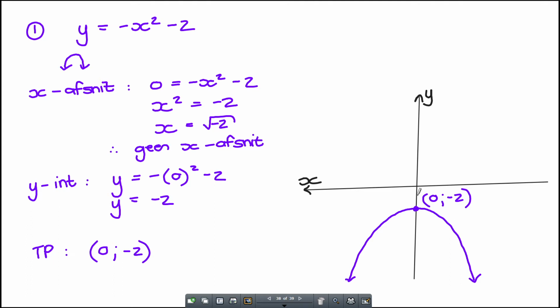En jy sal sien dat x is 1 gaan op hom wees, x is 2 gaan op hom wees, 3 gaan op hom wees. Those arms, can you see that I write these little arrows at the bottom? So we don't know where it stops. So you could have substituted in any negative x value or any positive x value.